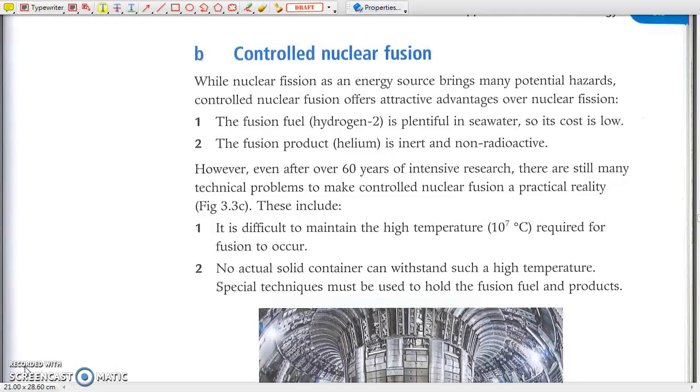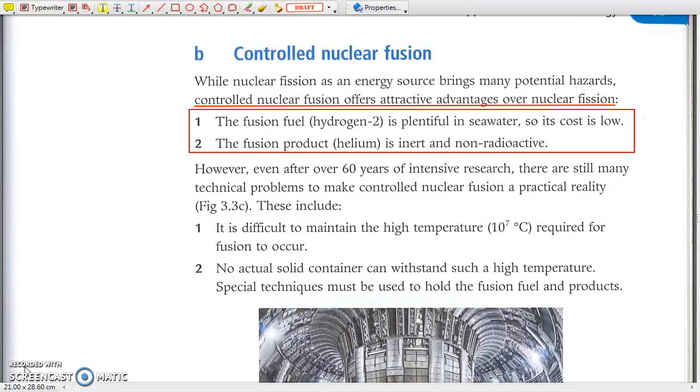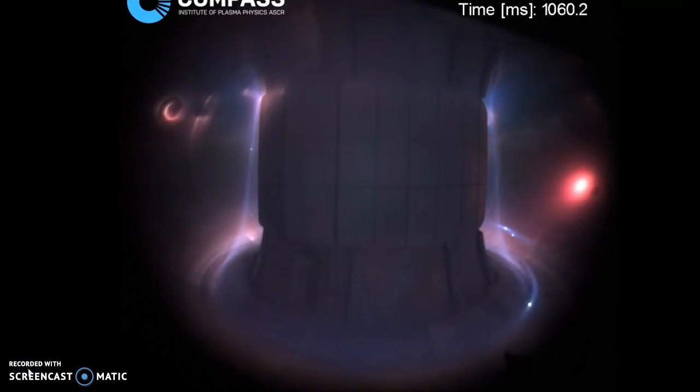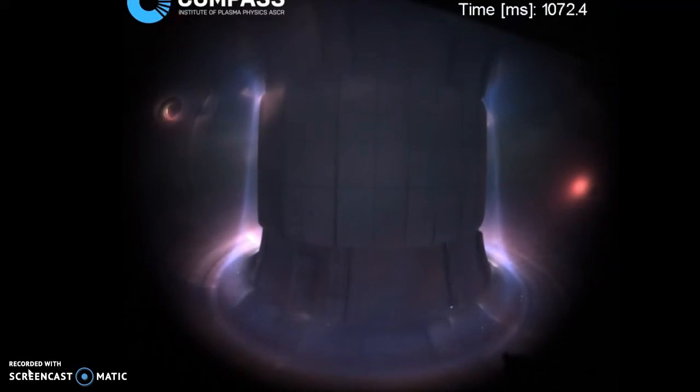B. Controlled nuclear fusion. Compared with nuclear fission, nuclear fusion appears to be a better solution to energy crisis, as the fuel, which is hydrogen-2, is plentiful, and fusion products are not radioactive. Nevertheless, practical large-scale nuclear fusion reactor is still under research. A few models, such as the JET model in the UK, can start nuclear fusion but fail to maintain a stable operation.